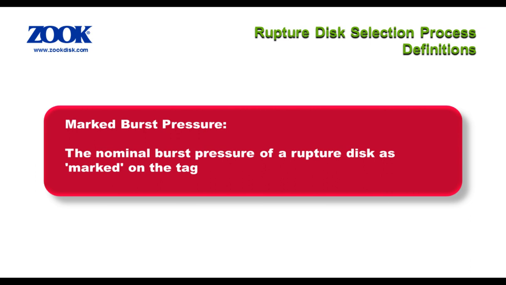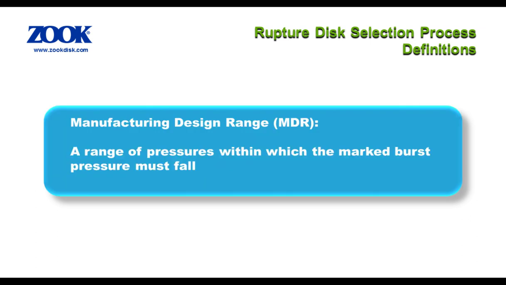Marked burst pressure, defined as the nominal burst pressure of a rupture disk as marked on the tag, also known as tagged burst pressure. This indicates the pressure at which a disk is designed to burst. The marked burst pressure is not always equal to the specified burst pressure because of something called manufacturing design range.